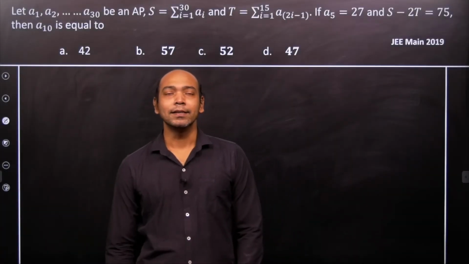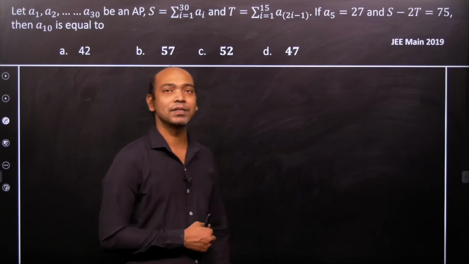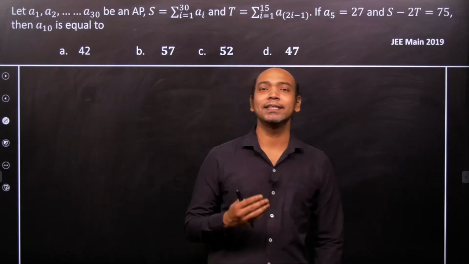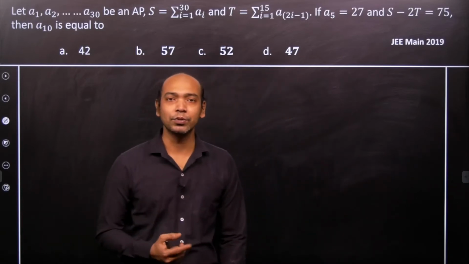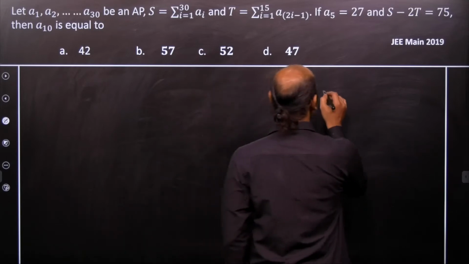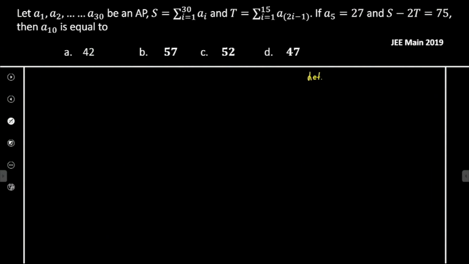Hi all. This is a problem regarding AP series, and the sums are given. Here the first term is already given, that is A1, but the common difference is unknown. So first our job is to assume that common difference. Let's go ahead and write down: let the common difference be D.